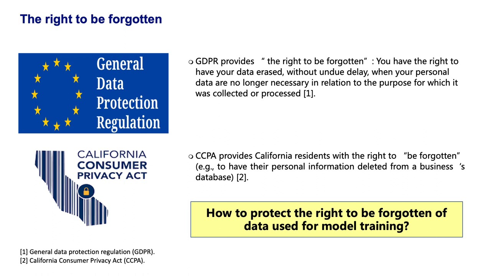GDPR provides the right to be forgotten. People have the right to have their data erased without undue delay when their personal data are no longer necessary in relation to the purpose for which it was collected or processed. Also, CCPA provides California residents with the right to be forgotten, to have their personal information deleted from a business database. In this AI-empowered era, how to protect the right to be forgotten of data used for model training?